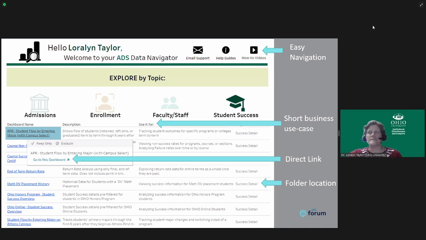And here you can see that when they do explore by topic in the tooltip, they have a link that takes them directly to the dashboard. On all of our dashboards, there's another data navigator icon that will take them right back to the data navigator. And we give them information about a short description of what the dashboard is, a short business use case, and then where it's located. And on some screens, we actually tell them when we have updated the dashboard for them.